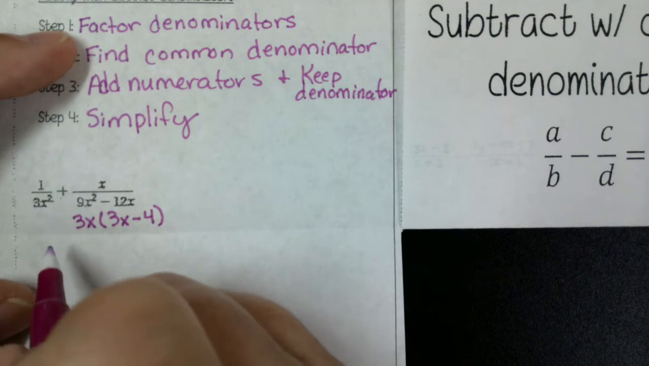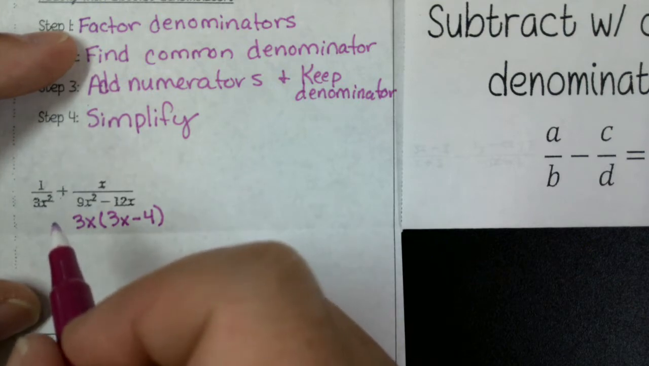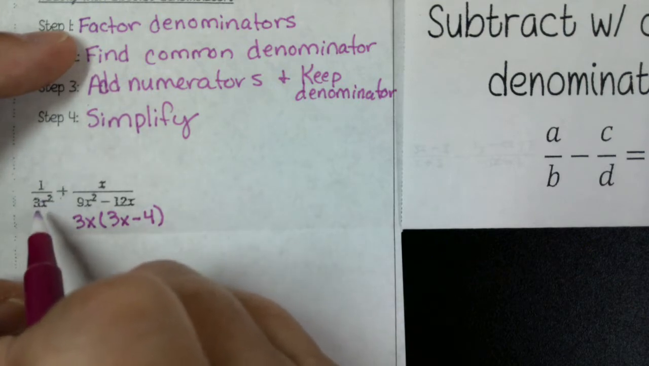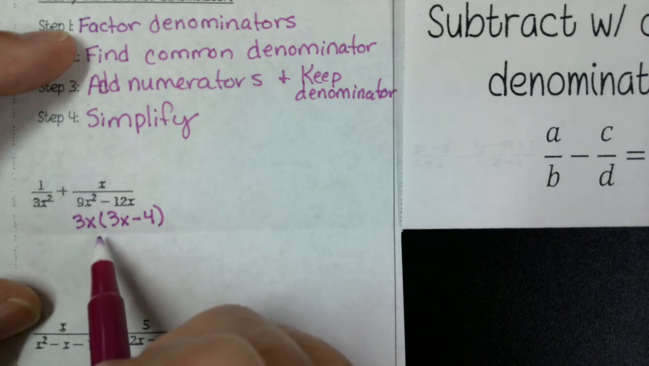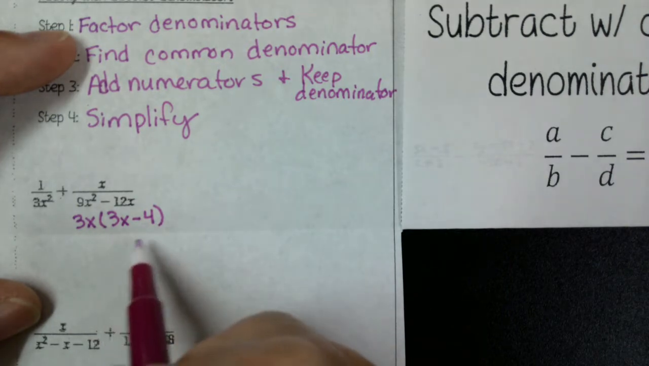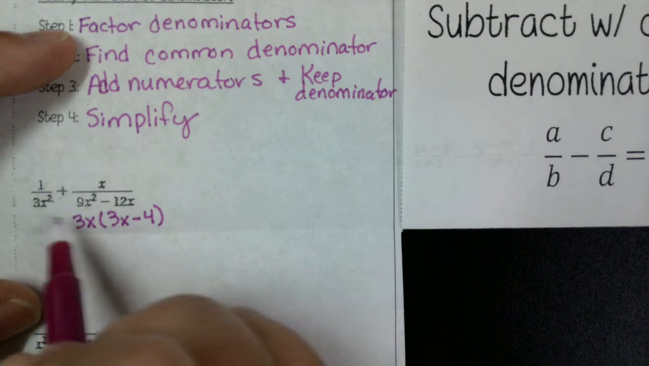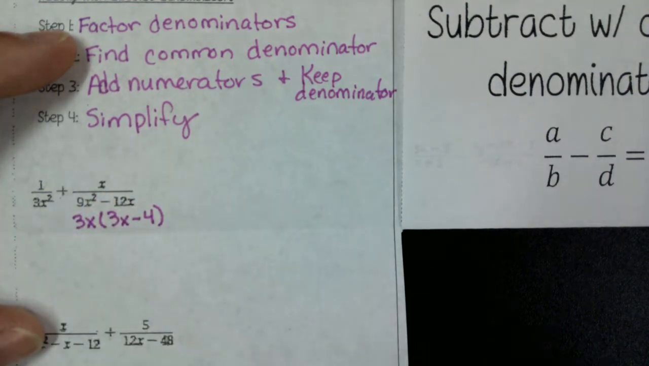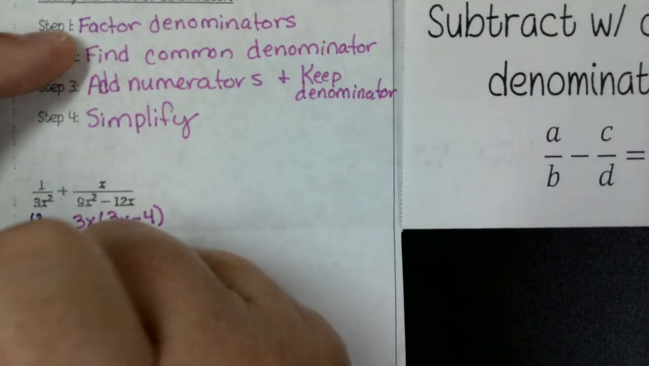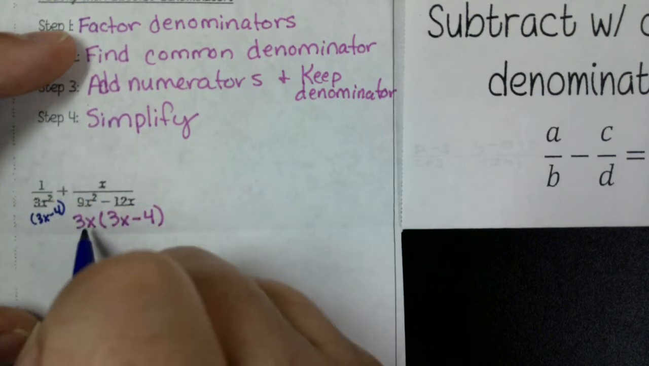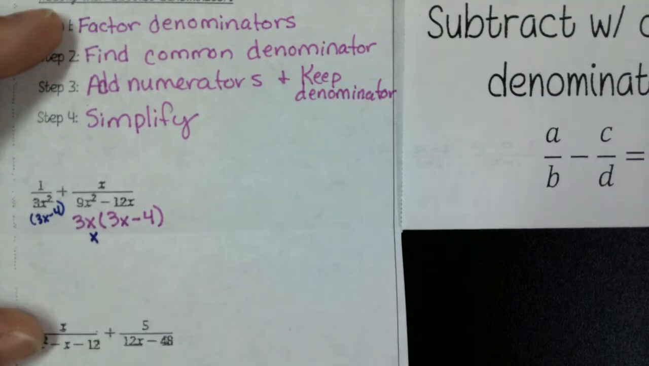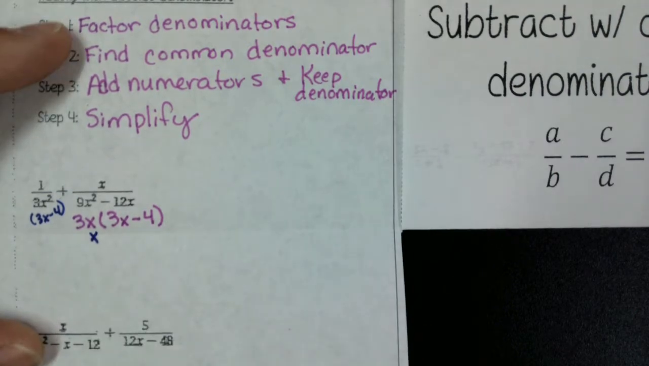So if I take a look, I will see that I have 3x squared, and this is kind of like a 3x squared, but I need to multiply by the 3x minus 4 to make these the same. This is missing the 3x minus 4. And then if I have 3x squared times 3x minus 4, this is missing an x. So if I multiply by these, I will end up with a common denominator.